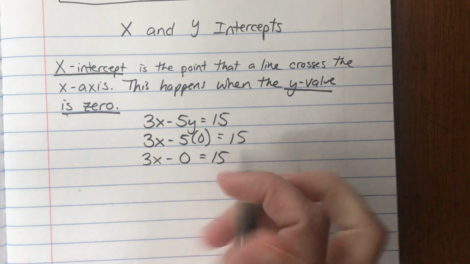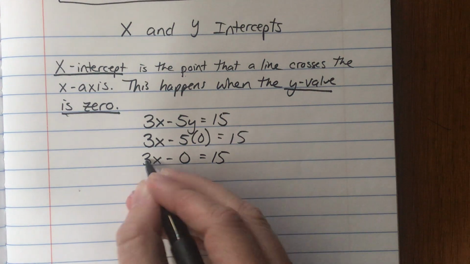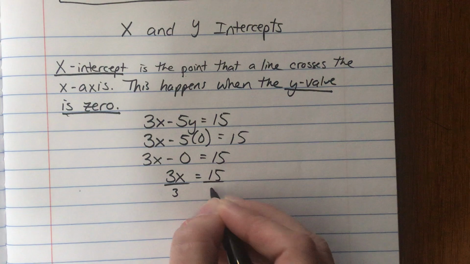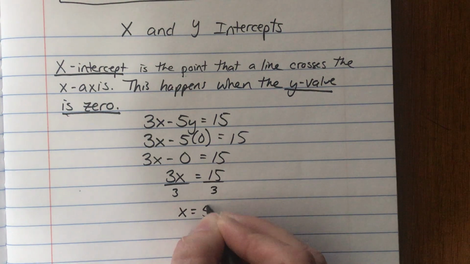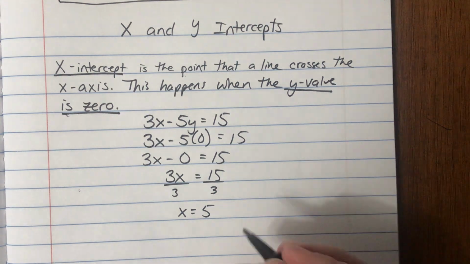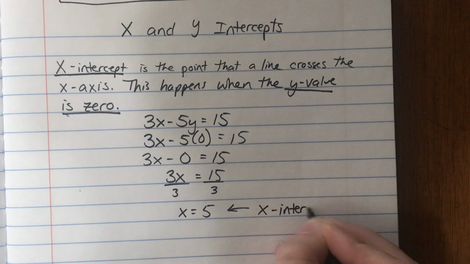And 3x minus 0 is 0, so that whole part actually goes away. 3x minus 0 is 3x is equal to 15. And then when you divide by 3, you get x is equal to 5. And so your x-intercept is 5. That would be the x-intercept.